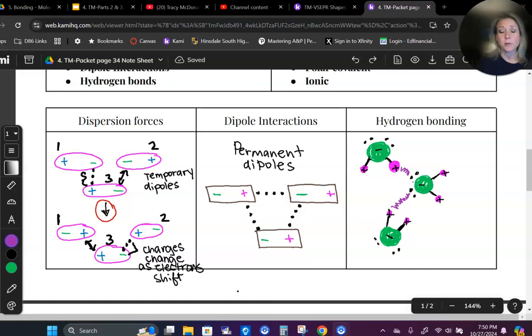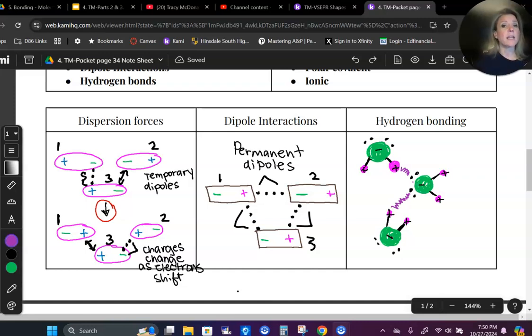Okay, let's move on to dipole interactions. Dipole interactions are different from dispersion because they occur among permanent dipoles. These are permanently polar molecules. So no matter how the electrons move, one side is always positive, the other side is always negative. That's not going to change. And so if this is permanent dipole number 1 and 2 and 3, you can see that the sides of the molecules that are oppositely charged are going to be attracted to the oppositely charged sides of its neighbor.